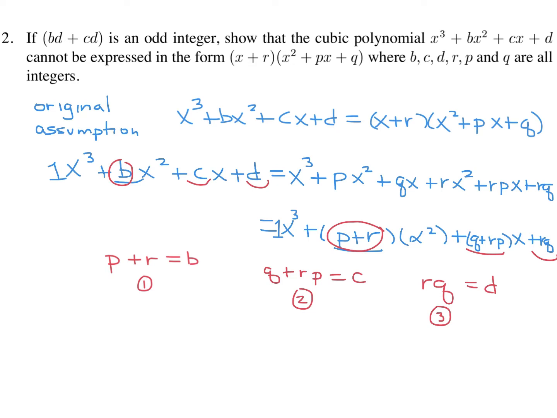Now, we have to concentrate on this statement right there, that bd plus cd is an odd integer. So, bd plus cd is odd. An odd integer. All right, so we can factor out a d, and when you do, you get d times (b plus c). Now, this is an odd integer.